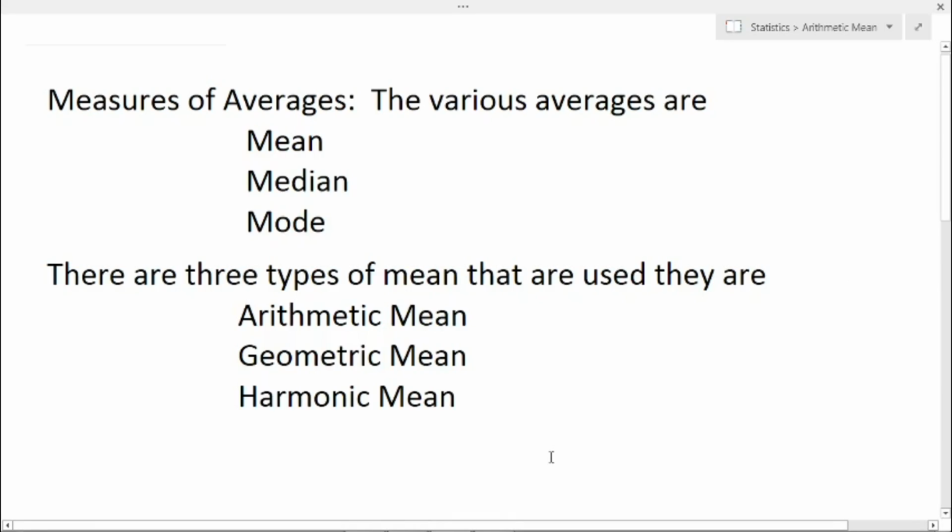In this video, I'm going to explain about arithmetic mean. First, let us know about measures of averages. One of the most important objectives of statistical analysis is to get one single value that describes the characteristic of the entire mass of data. Such a value is called central value or an average value.